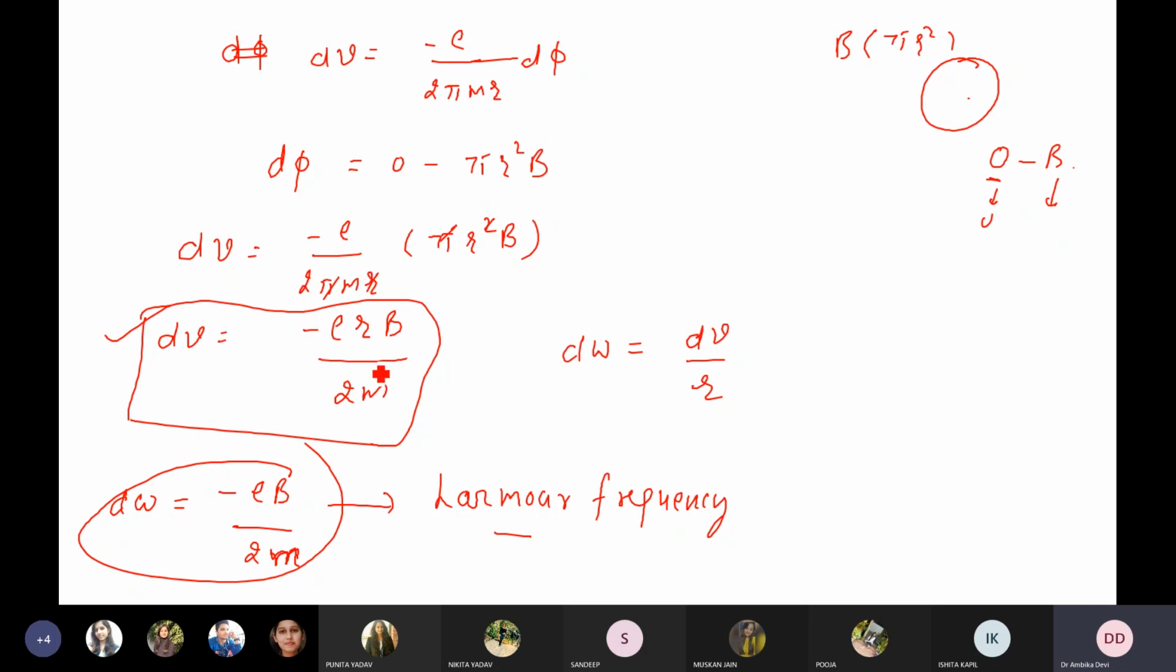Now due to this change in the velocity, there will be a change in the angular frequency of the electron, and that change is given by dω = dv/r. Putting the value of dv in this equation, you get dω = -eB/2m. So this is the change in the angular frequency, and this change is called the Larmor frequency. Very important.